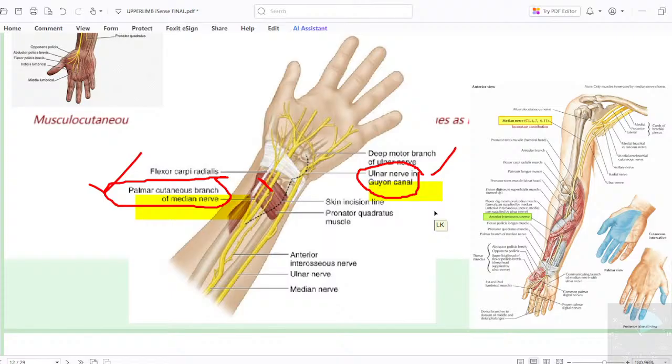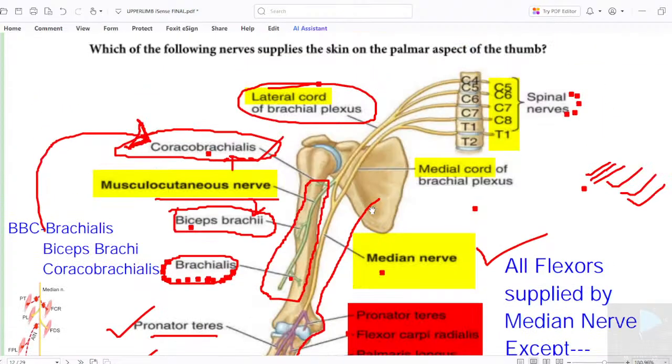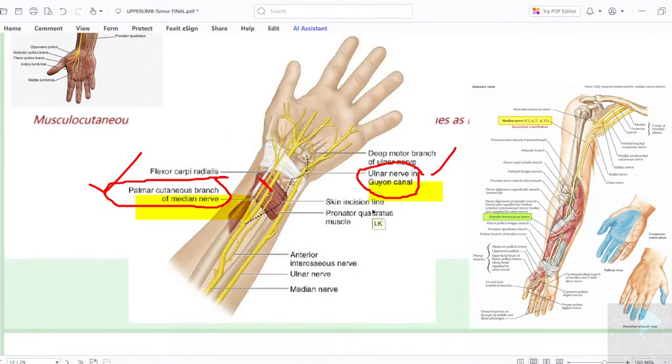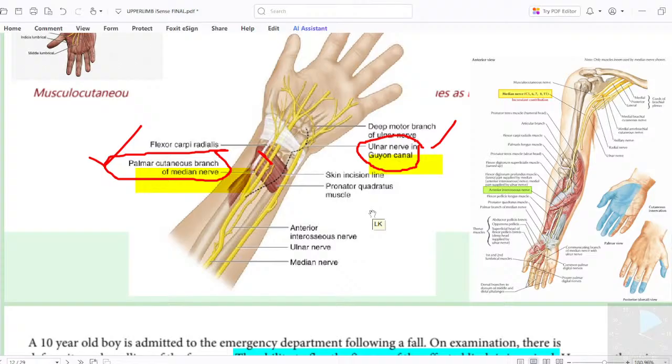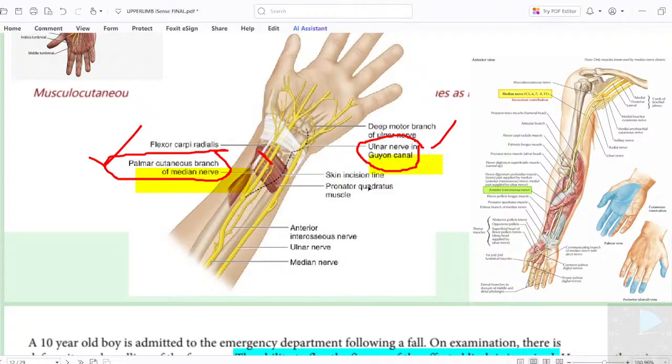Yes. Median nerve remains below the flexor retinaculum. Yes, there was one more picture. We will get one more. We'll see there.